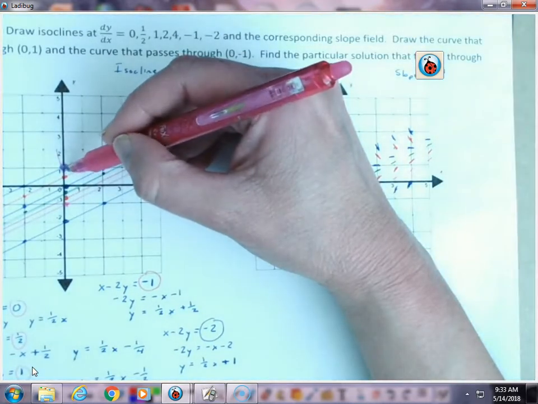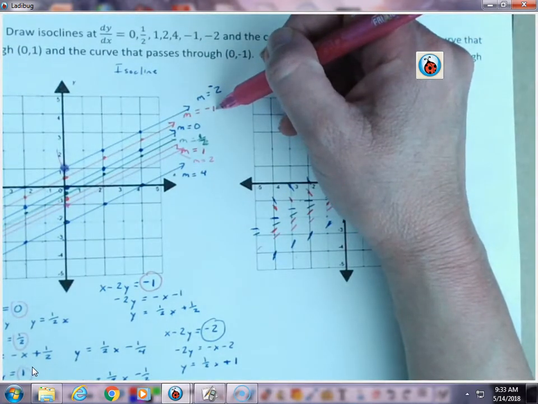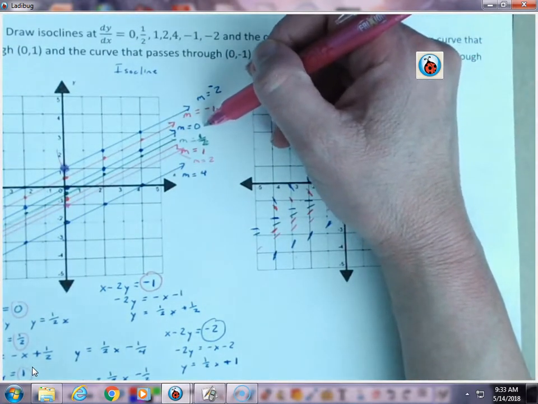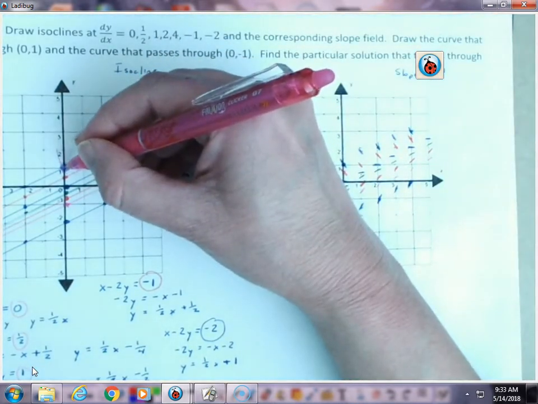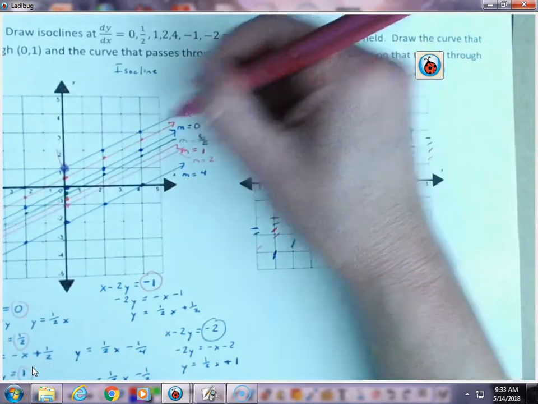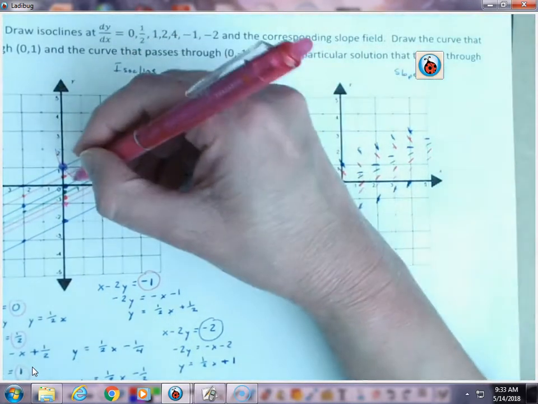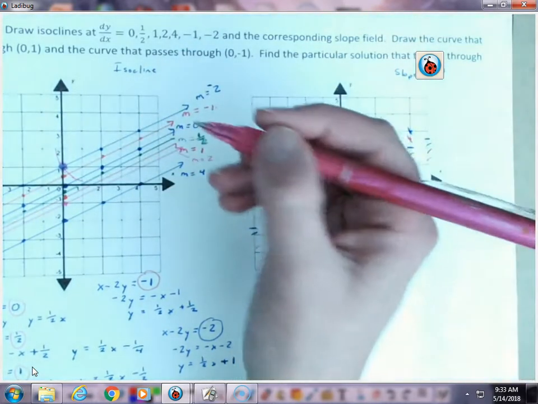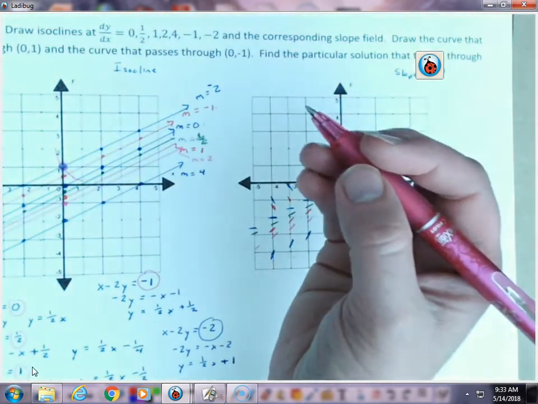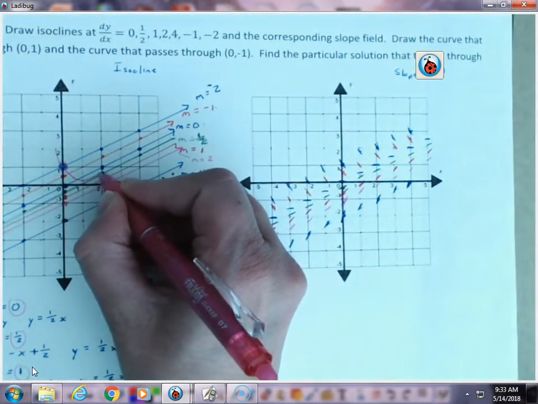When it crosses this isocline, what is its slope? Okay, so let's look at what happens. You're flattening out a little bit. -1 when you cross through there, 0 when you cross through here, and then you start to go to a slope of 1/2. So you start going up.